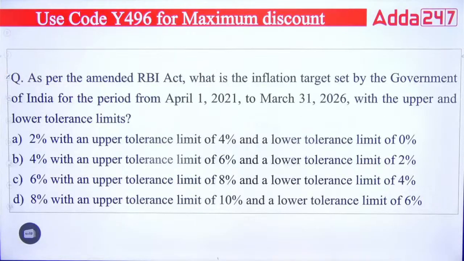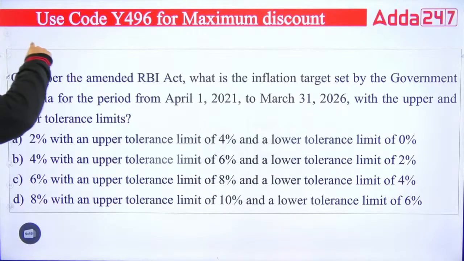Next question. Next we have: as per the amendment to the RBI Act, what is the inflation target set by the Government of India for the period from 1st April 2021 to 31st of March 2026 with the upper and lower tolerance limit?